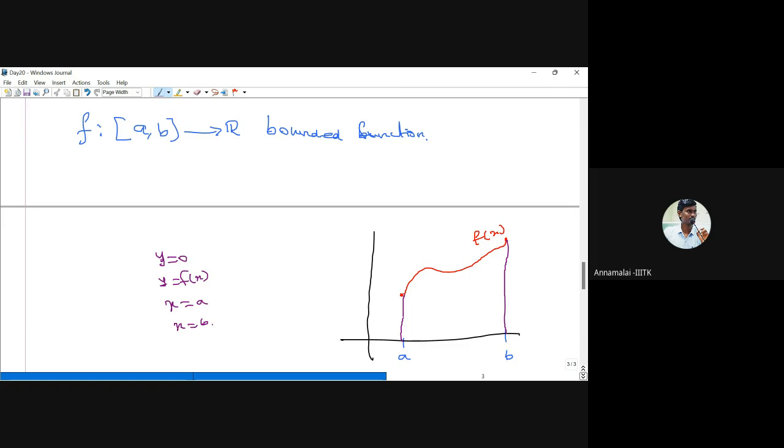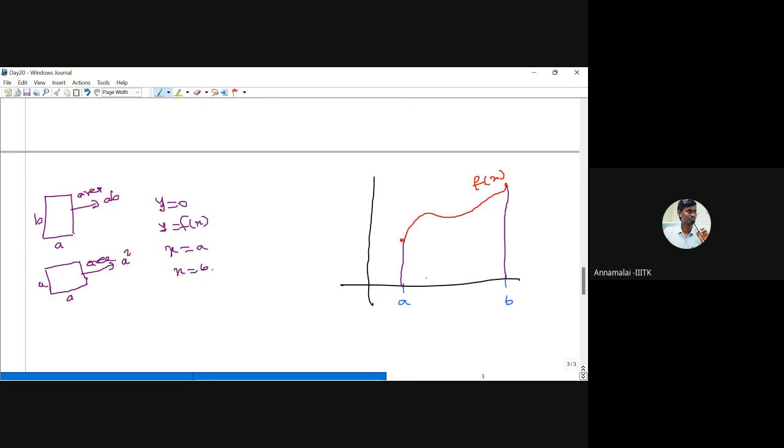But we know that if our region is either a rectangle or a square, suppose this is a rectangle of sides a and b, then the area is base into height, that is, ab. Suppose we have a square of side a, then the area is a square. So we are going to use this idea to find the area under this bounded function.